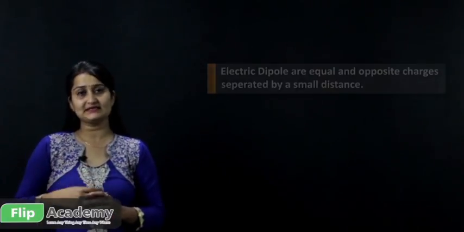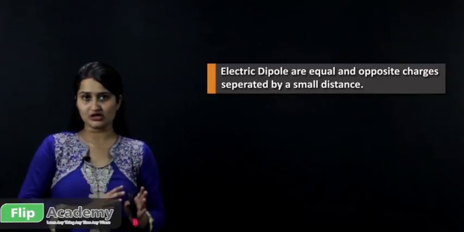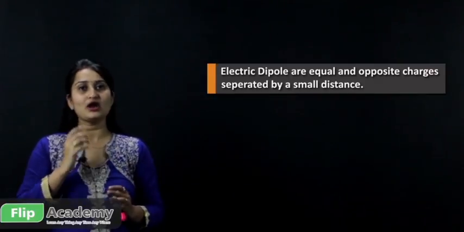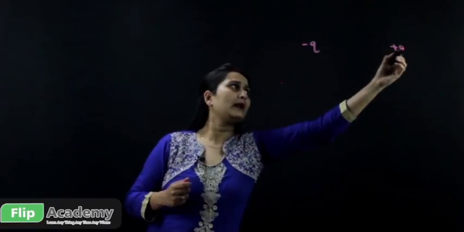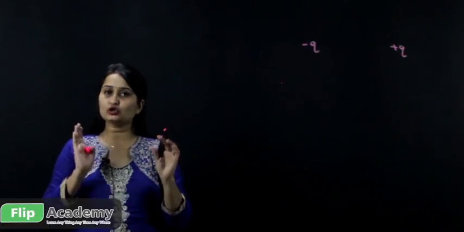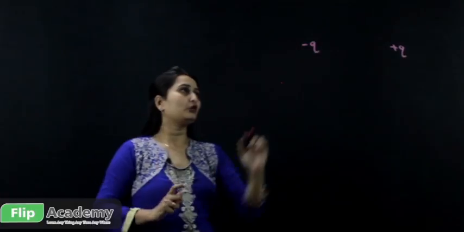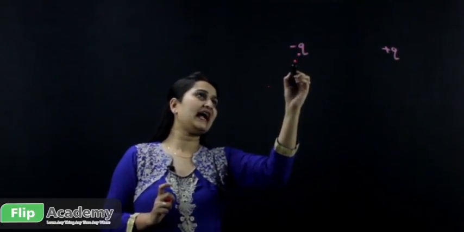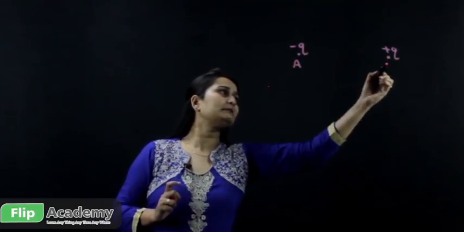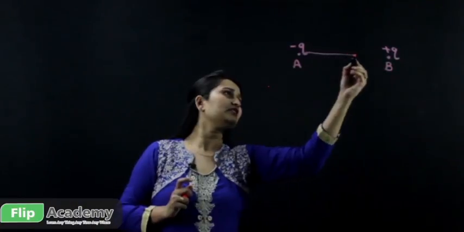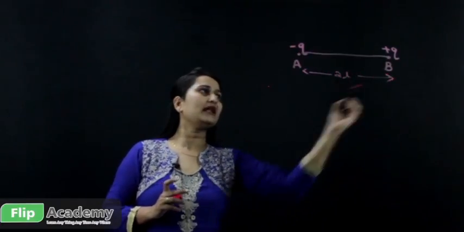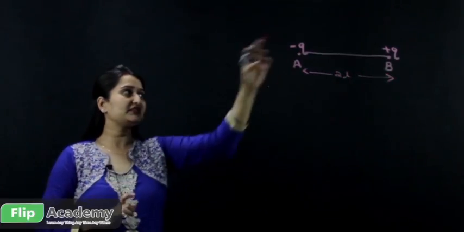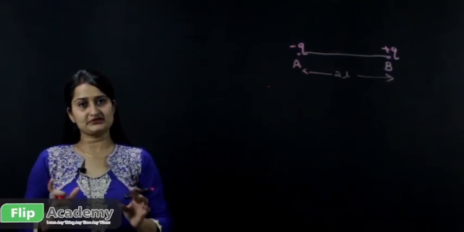Now, what is an electric dipole? We have already discussed. These are equal and opposite charges separated by some small distance. Let's take two equal and opposite charges, minus q and plus q, so they form a dipole. Minus q is placed at point A and plus q is placed at point B. The whole distance between A and B is given as 2L. So this is your electric dipole.